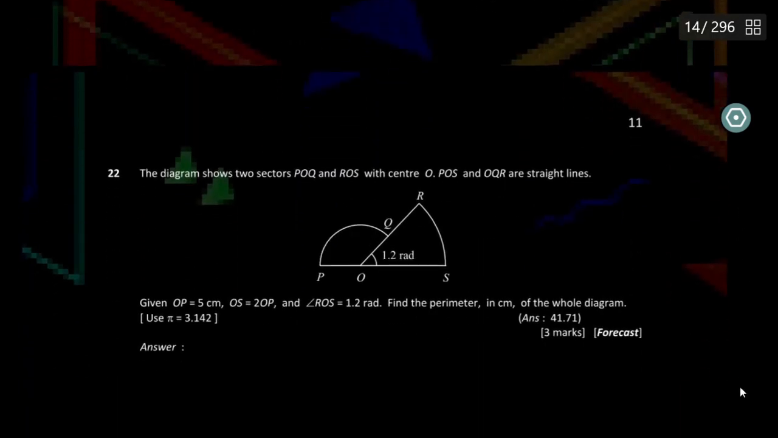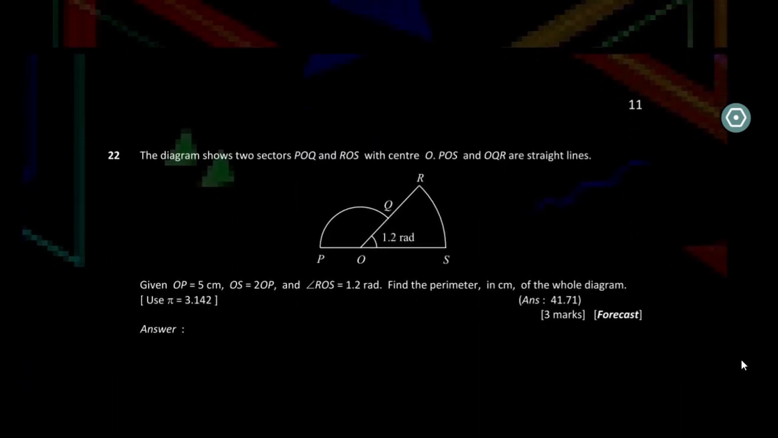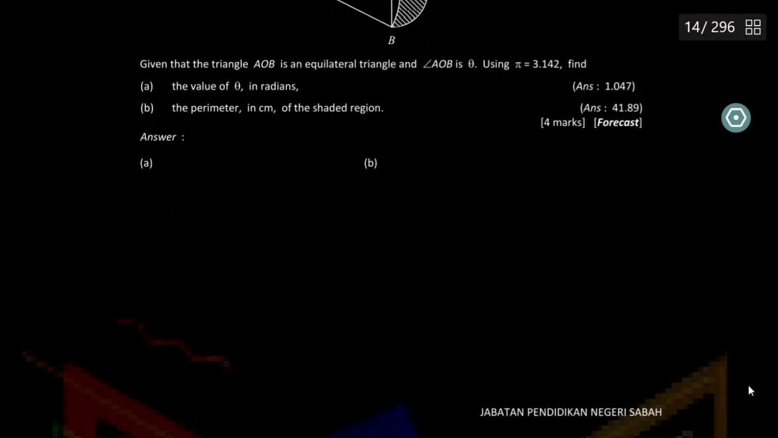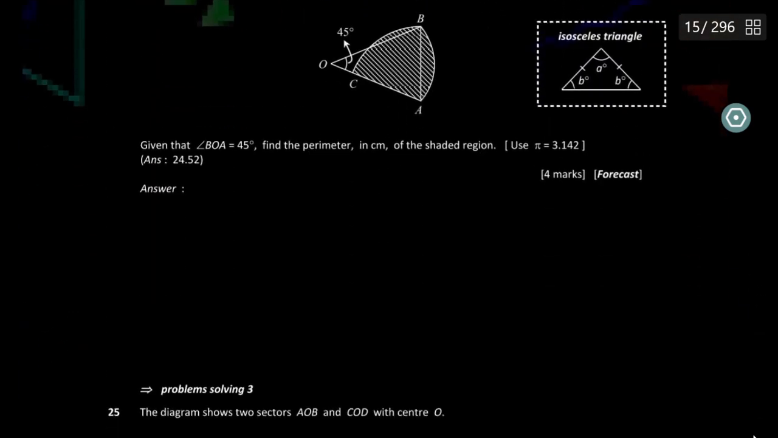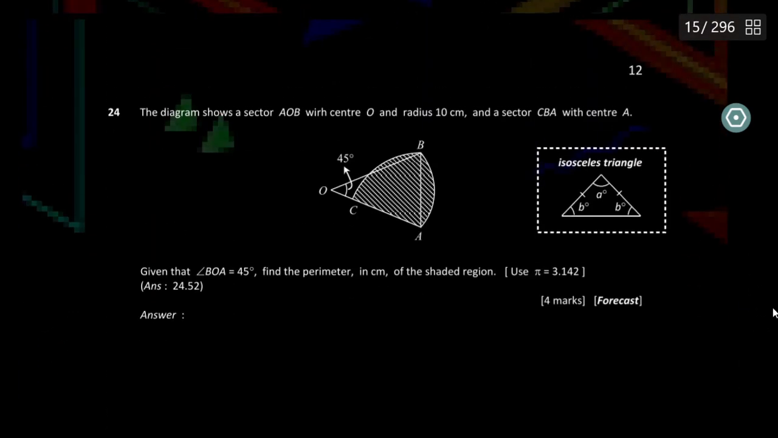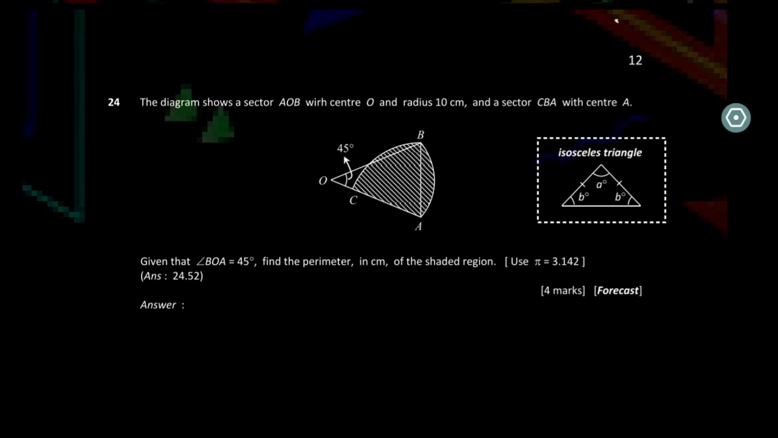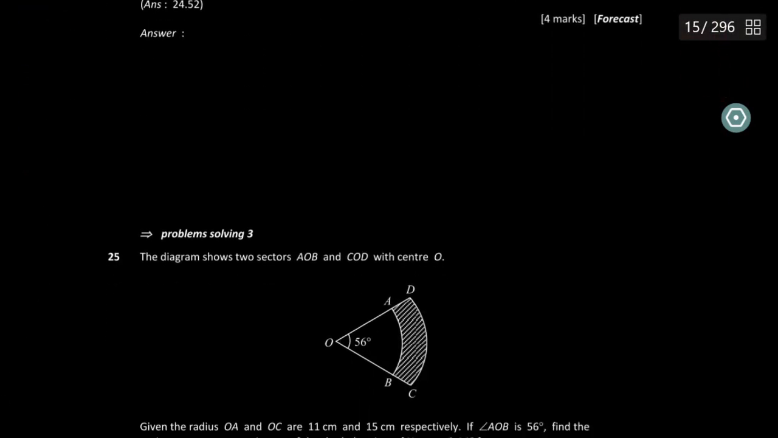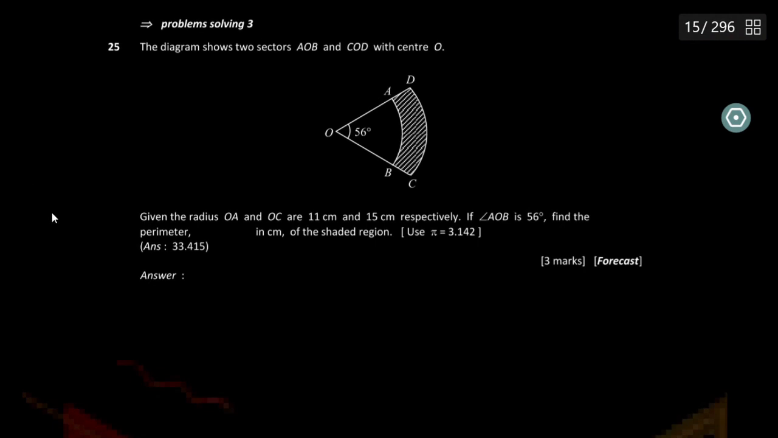A little bit more, we go to challenging. Perimeter. Okay, this is a forecast. Question 24. So let's look at question 25. Alright, this is a forecast question.